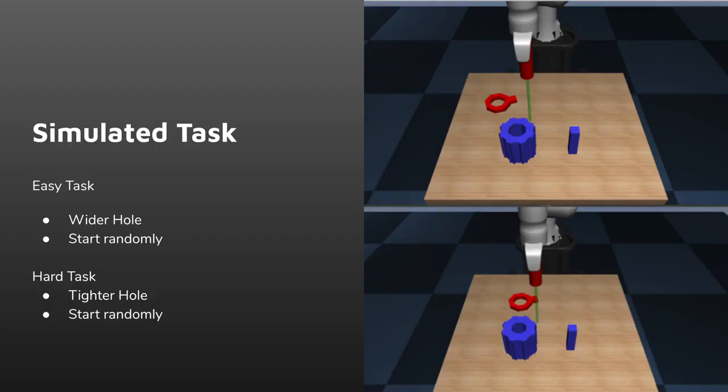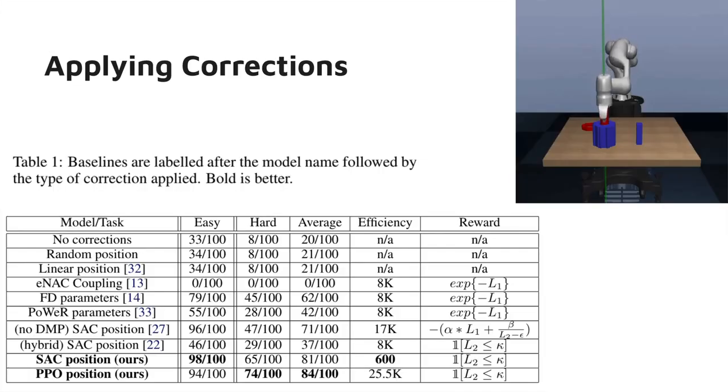We begin our evaluation in simulation where we defined an easy and a hard task, where the complexity was described by the size of the hole a peg is inserted in. We trained using only the easy task, but evaluated using both of them. Our results demonstrated that residual learning from demonstration performs a lot better than the alternatives while remaining more sample efficient.